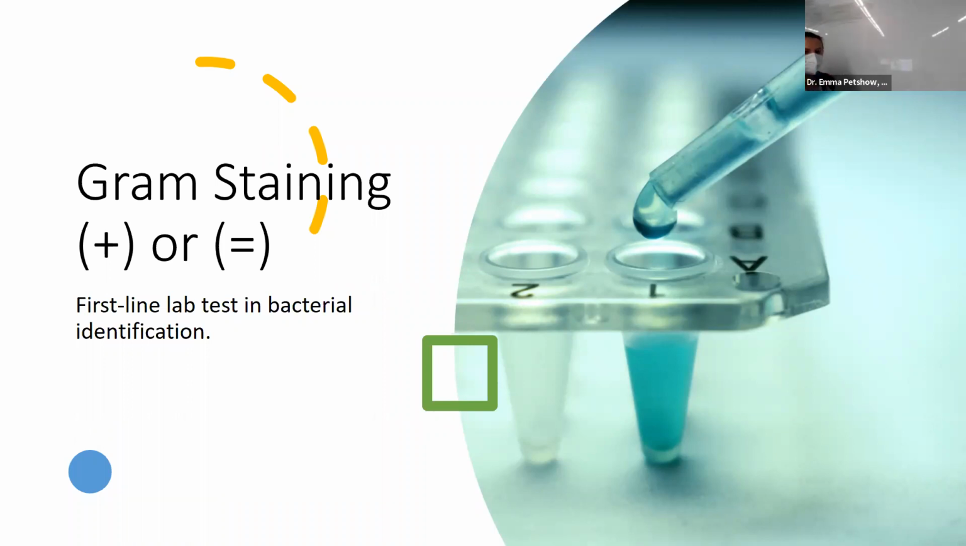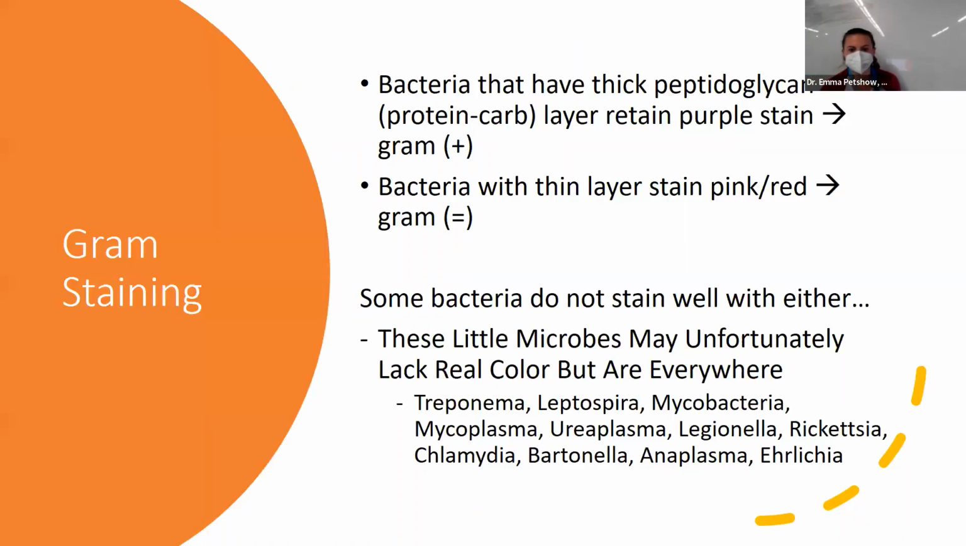So gram-positive or negative is our first line lab test in bacterial identification. It takes four different stains and puts them on bacteria at certain time intervals, and sees which bacteria take up purple and which take up pink. The bacteria that take up purple have a thick peptidoglycan, a protein-carb layer, that retains the crystal violet purple stain. That means they're gram-positive. They have a thick wall.